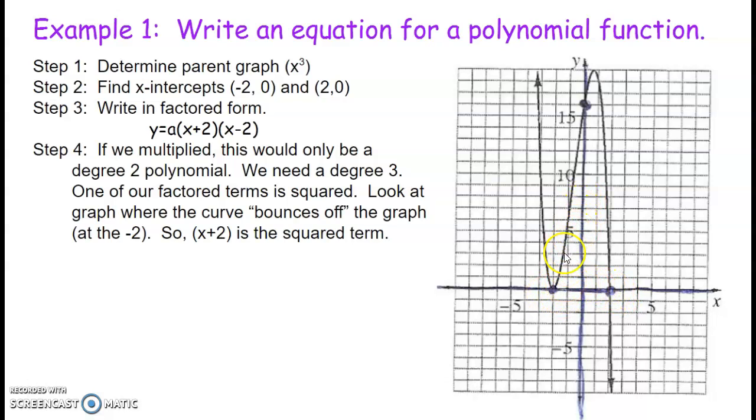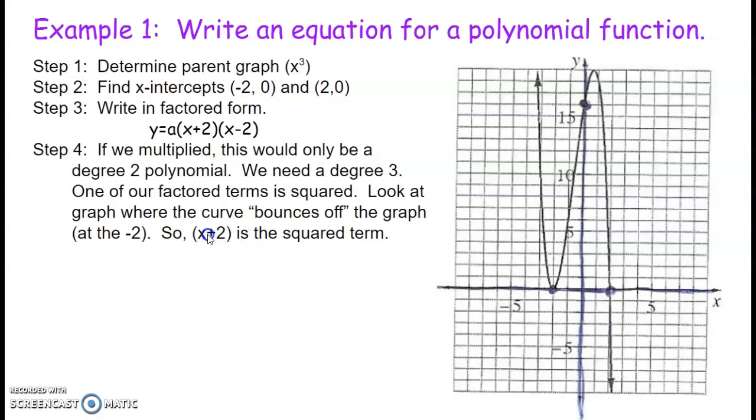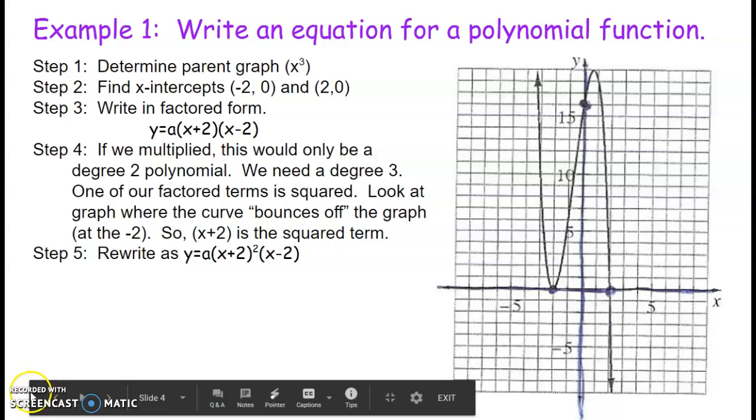So as the curve's coming down here, it hits the x-axis, bounces off of it, turns around, and goes back in the upward direction. So this intercept is negative 2. Negative 2 goes with the x plus 2 portion of our equation. So that's the term that's squared. We rewrite the equation. We get y equals a times x plus 2 squared, and then x minus 2. So if I were to multiply these out, sure enough, I would have 2 x's here from the squaring, and then a third one here. So now we have our degree of 3.